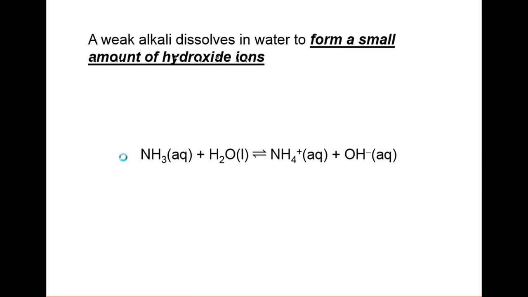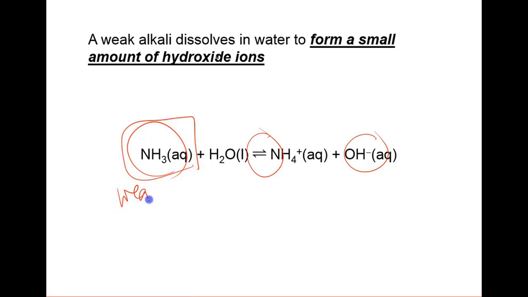The weak alkali, for example, ammonia. This is a reversible arrow. So for every 1 mole of NH3, I do not get 1 mole equivalent of OH minus. I get much less than 1 mole. So as a result, I can say that aqueous ammonia is actually a weak alkali because it does not form 1:1 of OH minus in water.